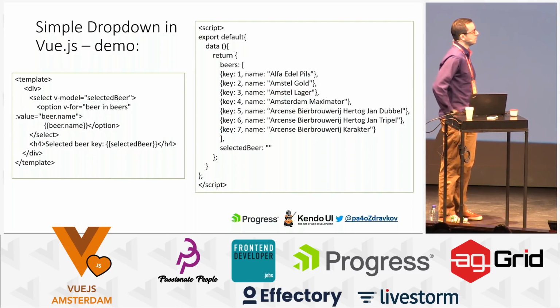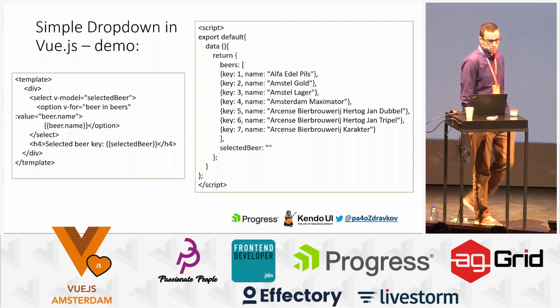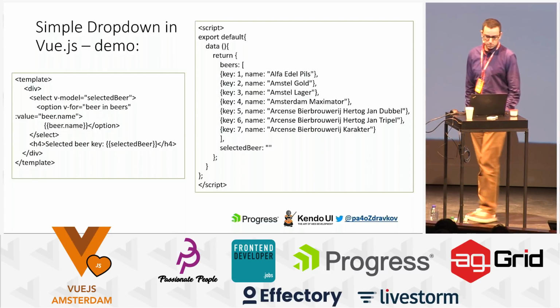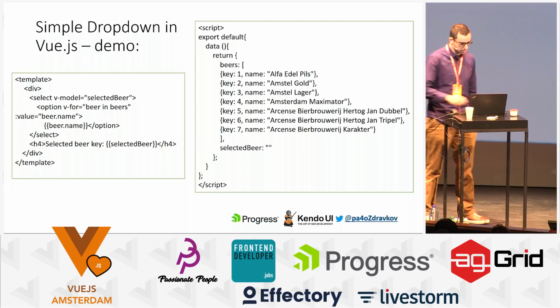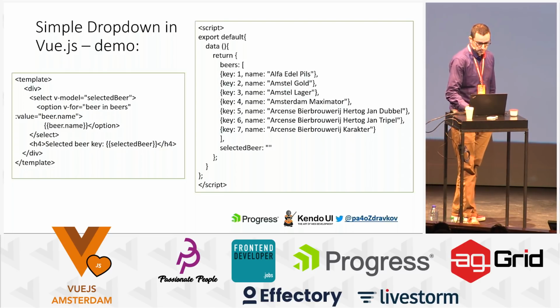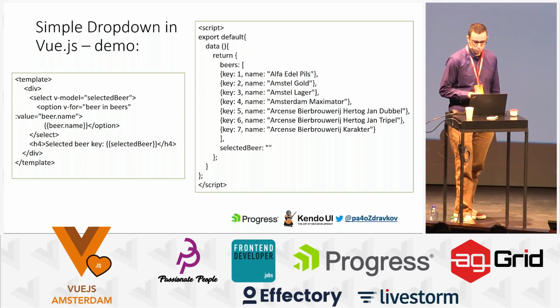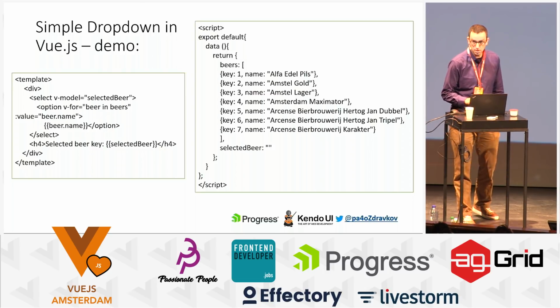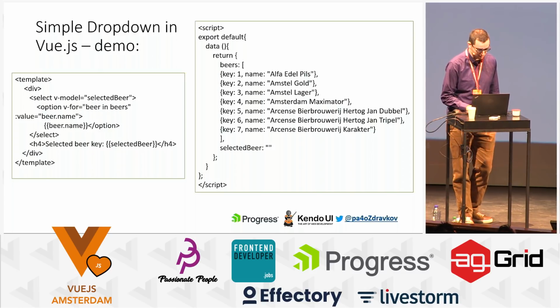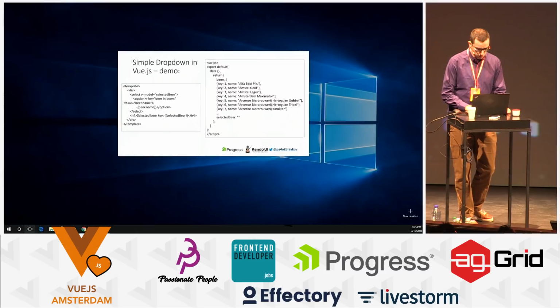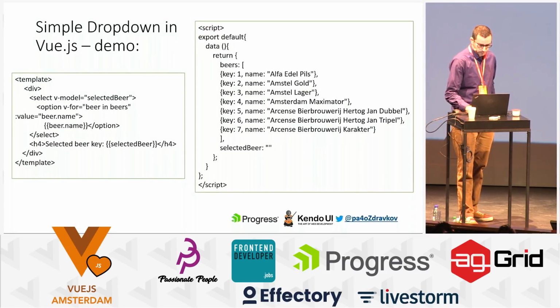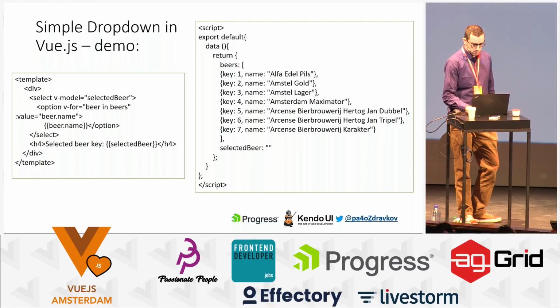So here is how a very simple drop-down can look in Vue. Yesterday we had a similar example, yet here it is with beers. You just have a select element that is bound with the v-model directive to the selected beer data property, and we have data with some popular Dutch beers like Amstel Gold, Amstel Lager. You probably know the other ones. This is how this could look in a page. It's actually working pretty good, and has keyboard support.